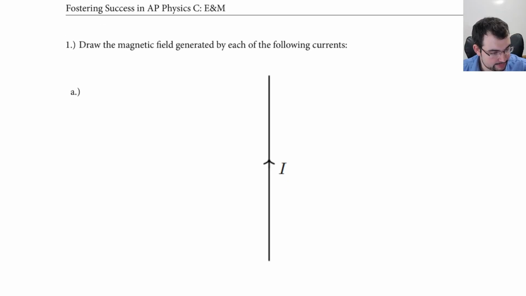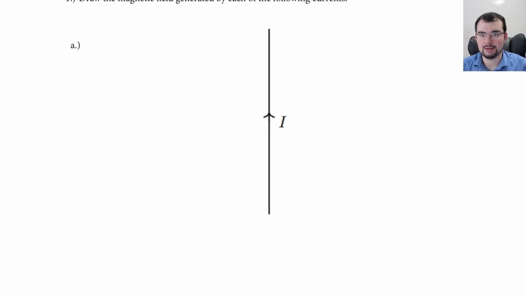All right, so let's do some drawing. Draw the magnetic field generated by each of the following currents. So here we've got current towards the top of the page, so I can stick my thumb towards the top of the page, and notice if I sweep my fingers, they are going to point at me when I'm to the left of the wire, and they're going to point away from me when I'm on the right side of the wire. So we get a field that's out of the page on the left and into the page on the right. So again, you look at whether your fingers are going at you or going away from you.